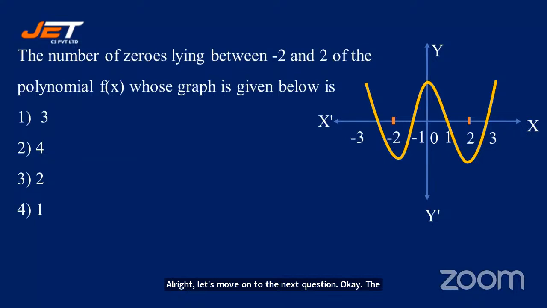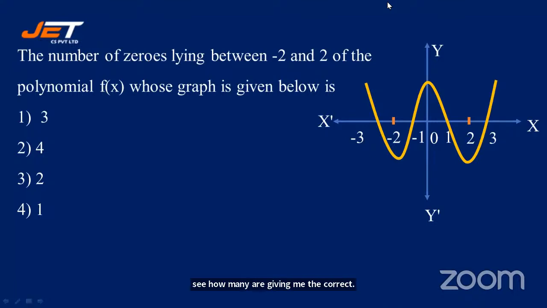The number of zeros lying between minus 2 and 2 of the polynomial f of x whose graph is given below is dash. Quickly look at the graph and then give me the answer. Okay, students, so you can see the graph. It touches the x-axis, isn't it? So you can see at minus 2 and 2. Now you have to tell me the number of zeros lying between minus 2 and 2. Let's see how many are giving me the correct answers.